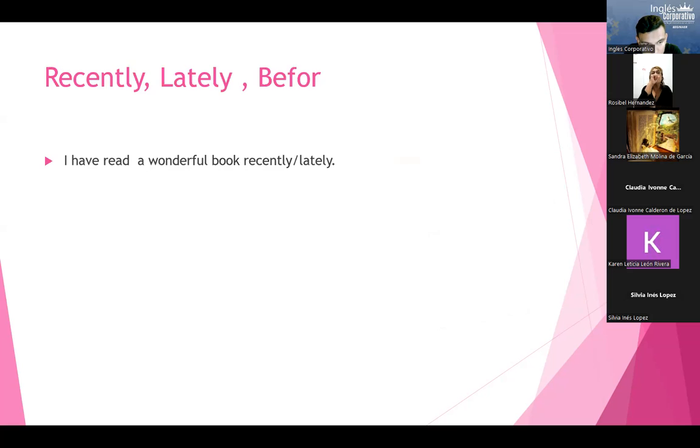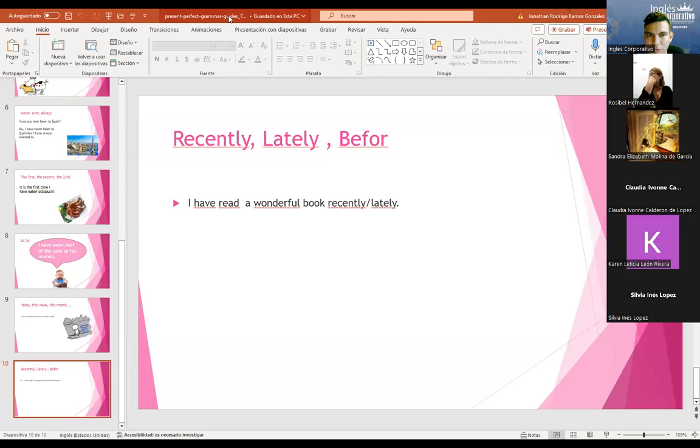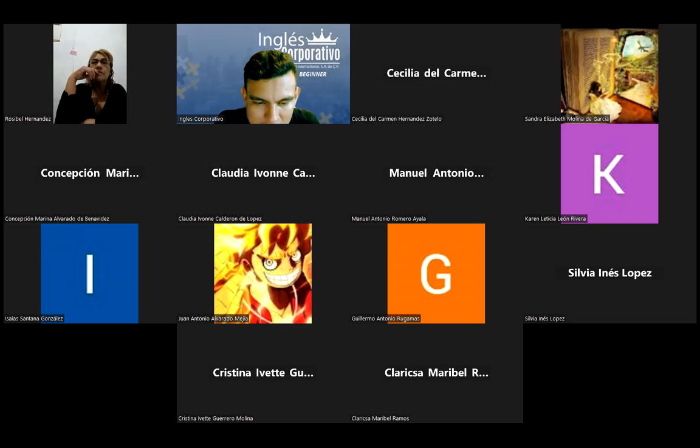Okay, then we have recently, lately, and before. Okay. Right, well, that was just to remember the use of present perfect tense.